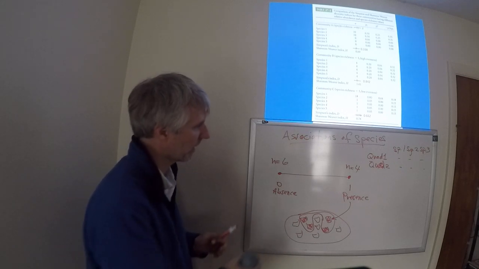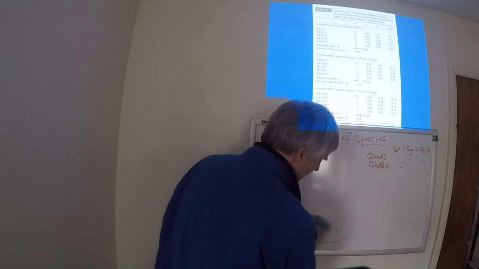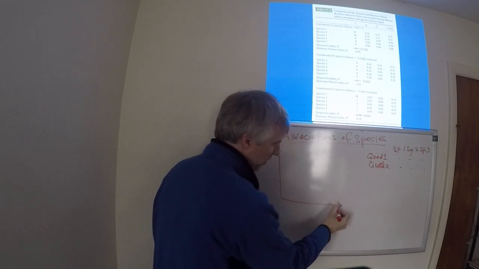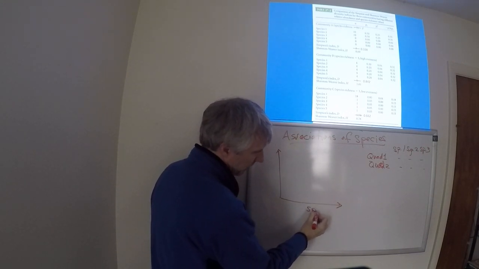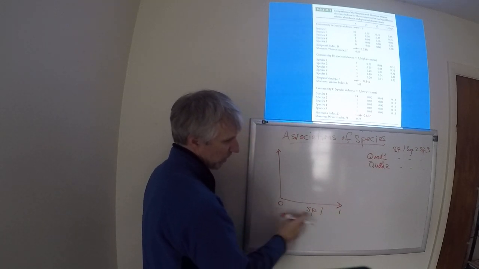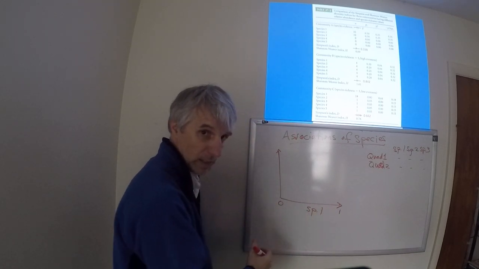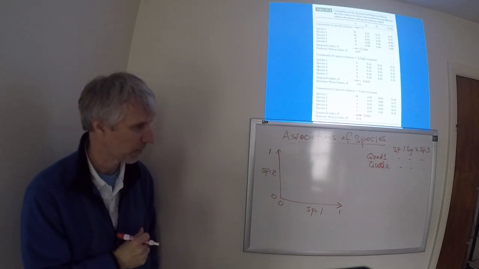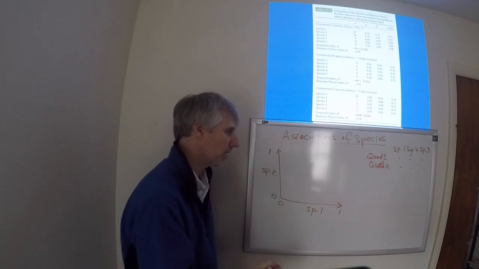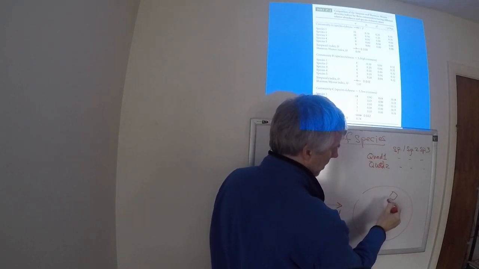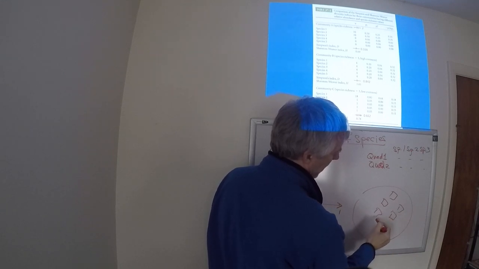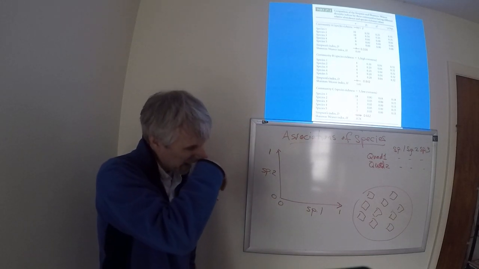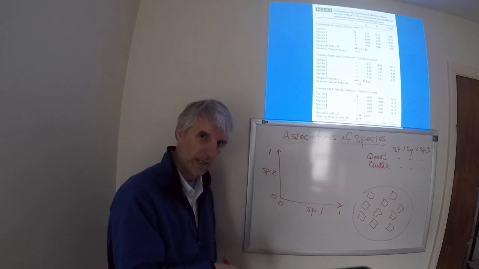Okay? Now, let's say that I had 2 species in my community, species 1 and species 2. I'm going to do the same thing. Species 1, absence or presence. Species 2, absence or presence. Now, in my field, 3, 4, 5, 6, 7, 8, 9, 10, I have 4 kinds of quadrats.